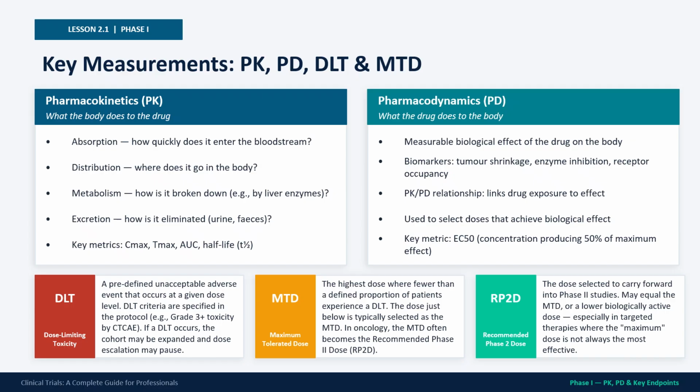And the RP2D, recommended phase 2 dose, is what gets carried forward. In some cases, it equals the MTD. But in targeted therapies, where maximum dose does not always equal maximum effect, the RP2D may be a lower, biologically active dose.